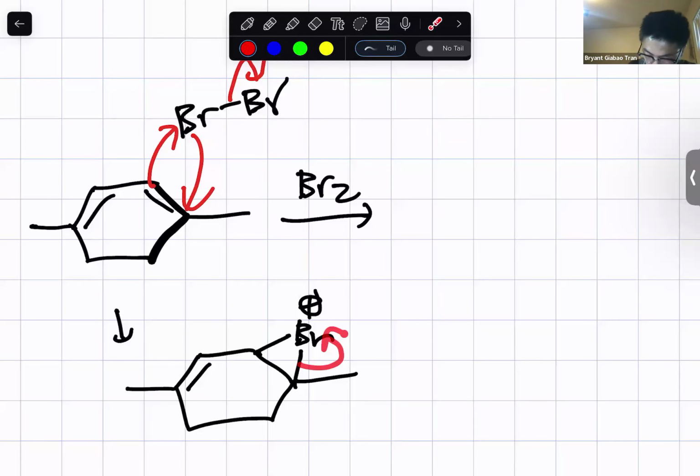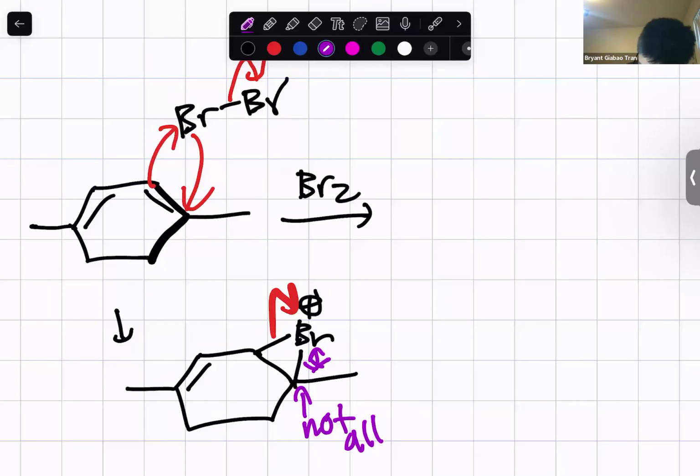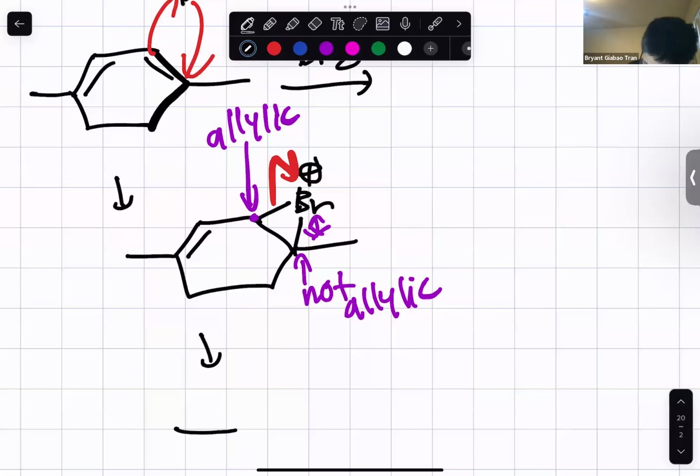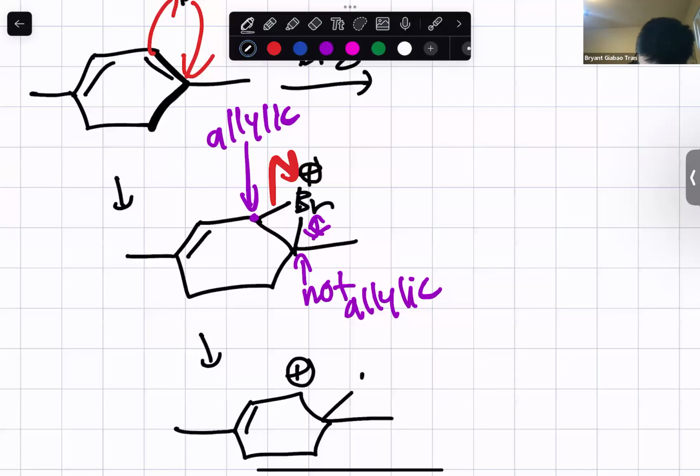A lot of people would break it open this way, giving us the tertiary carbocation, because a lot of people would say this is the more stable one, but that's not the more stable carbocation. This is the more stable carbocation because it is allylic and it can do resonance. So we have to break it up this way, not this way, because this is not allylic, whereas this is allylic, which allows the carbocation to do resonance. So the Br is there.